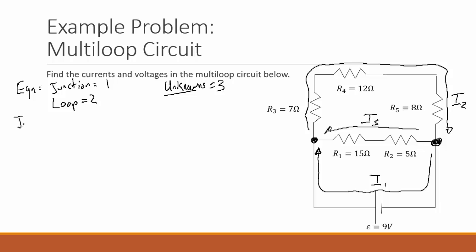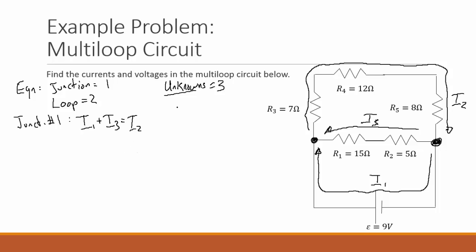Okay, junction number one, that's the only junction rule. I'll choose that to be the left one right here. Okay, what does this say? Well, it says the currents coming in equal the currents coming out. What is coming in? I1 is coming in. I2 is coming in. Oh, sorry, I3 is coming in. So therefore, I1 plus I3 equals the current coming out, which is just I2. Okay, so that's one equation.